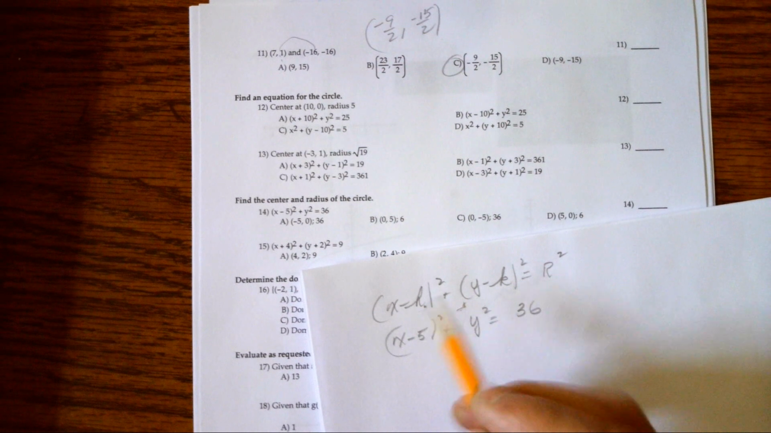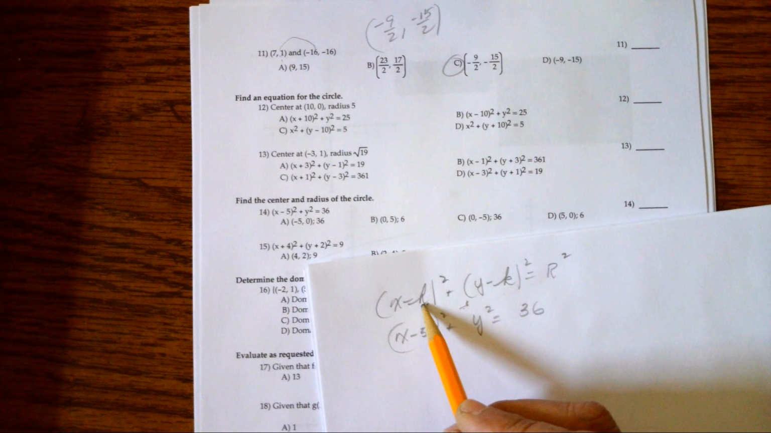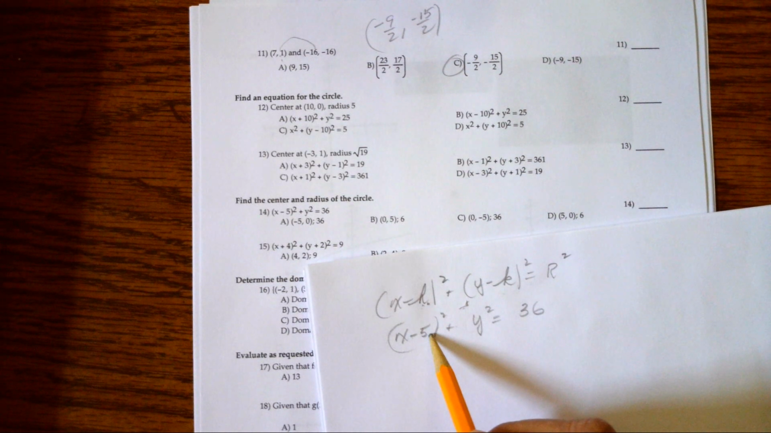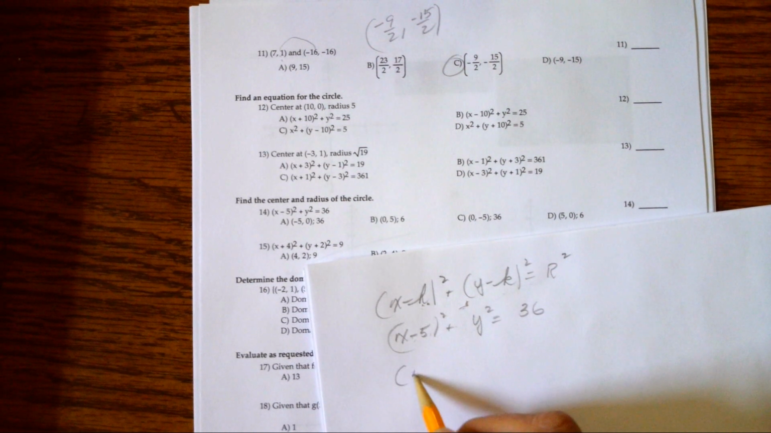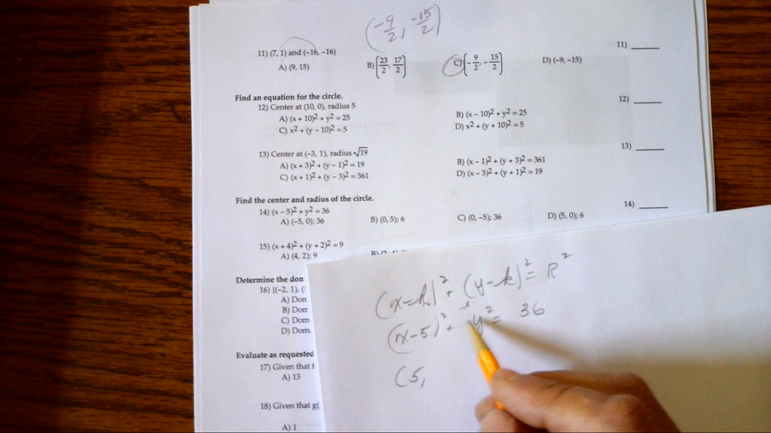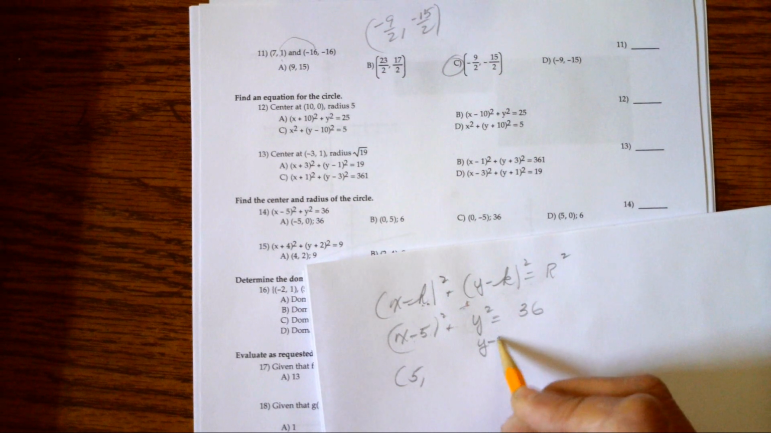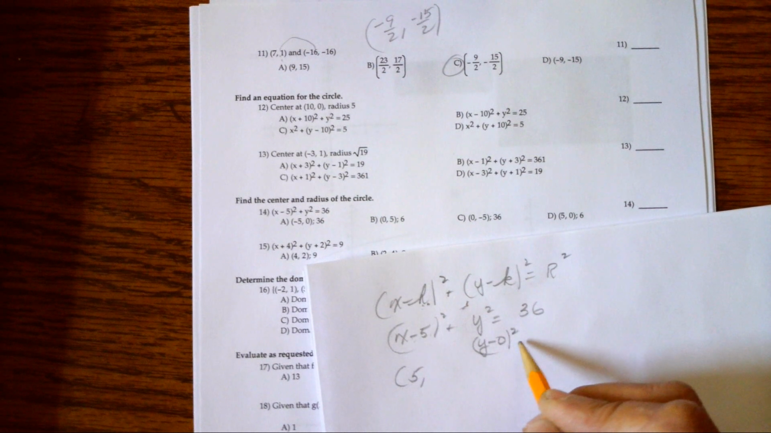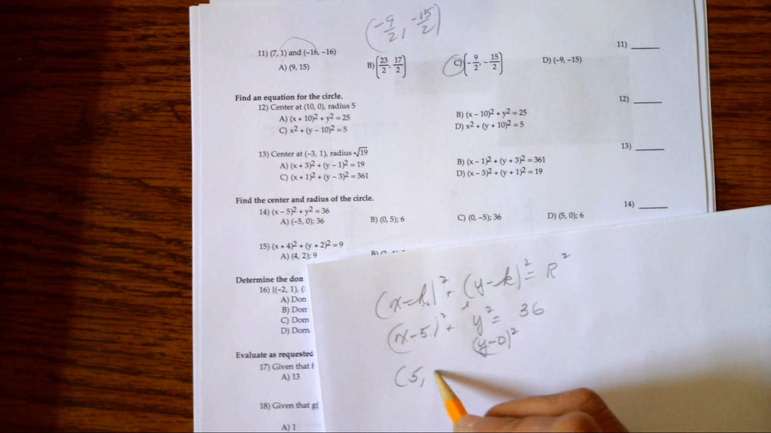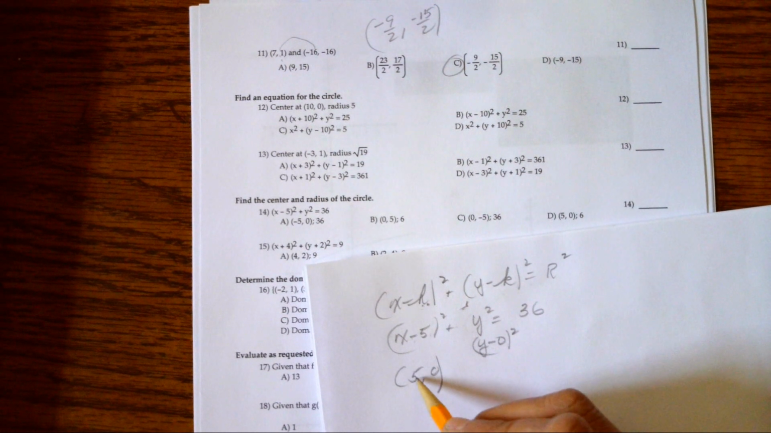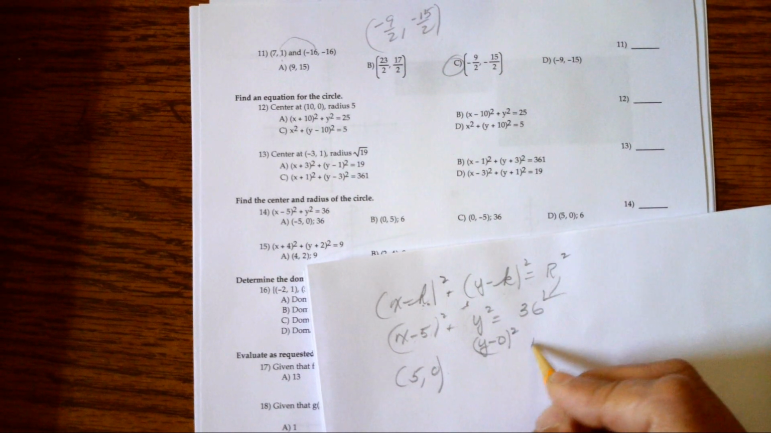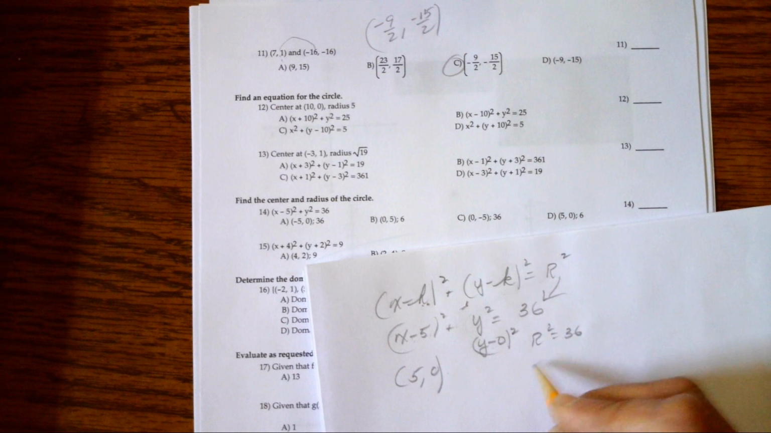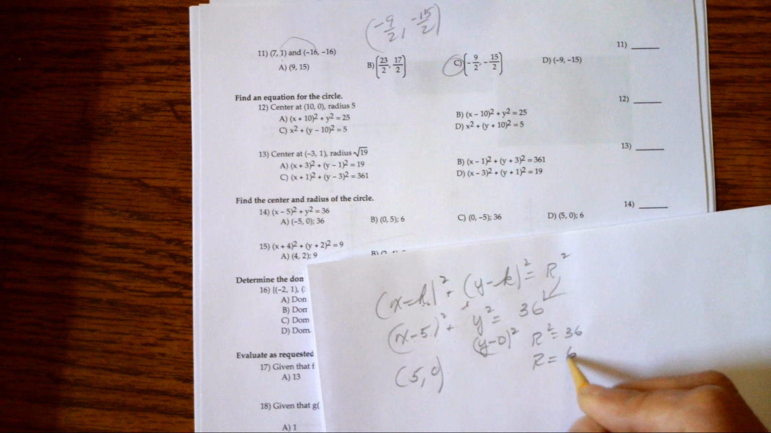Alright, so the h value, which is the x of your center, comes after a minus sign. After the minus sign is a 5. And what I'm going to do is express y squared as y minus 0 quantity squared. So after the minus sign comes a 0. So there's my center, (5, 0). This number represents the radius squared. So if r squared is 36, then r is the square root of 36, which is 6.